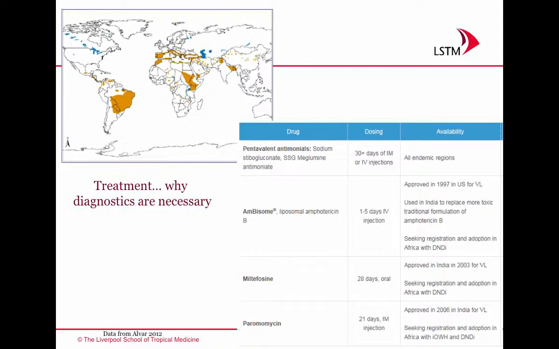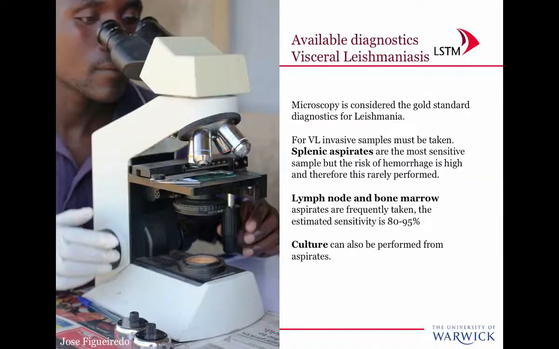But a specific diagnostic is a necessity for VL, because we don't want to be giving these drugs to people without VL. So the available diagnostics, we've spoken about this a bit already today. Microscopy is our mainstay of diagnostics for VL. It unfortunately requires really quite highly invasive sampling techniques. So the splenic aspirate is considered our gold standard diagnostic for VL.